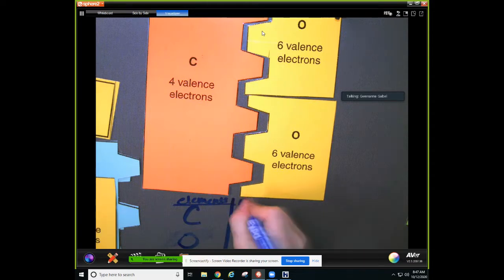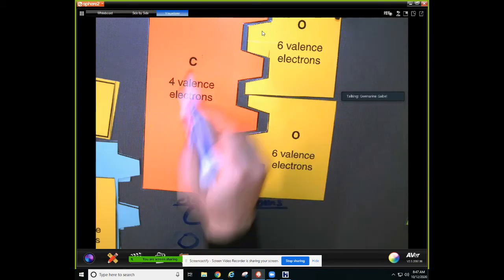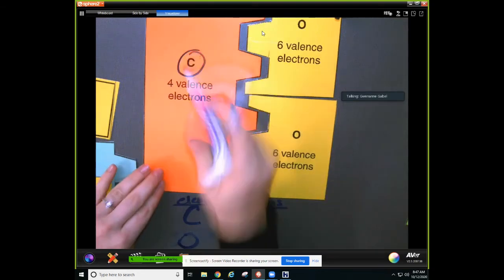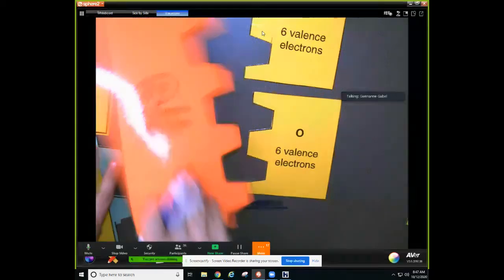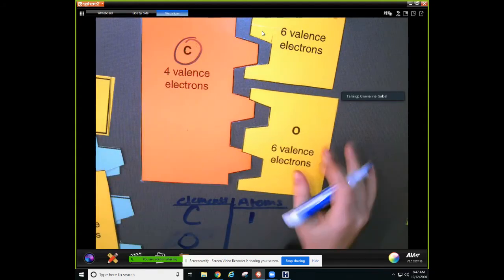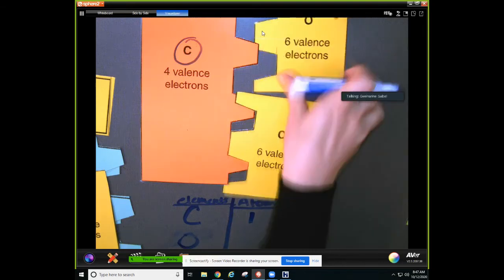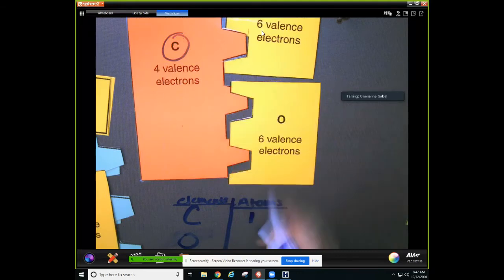Now for atoms, how many atoms of carbon are there? We got 1 piece of carbon. This is just the 1 piece. Okay, 1 piece. So we have 1 atom of carbon. But I have 2 pieces of oxygen. So I have 2 atoms of oxygen.